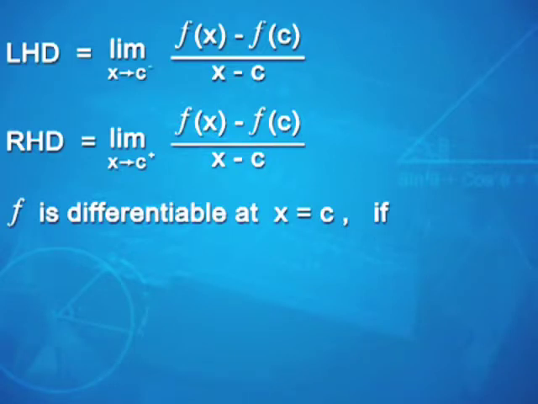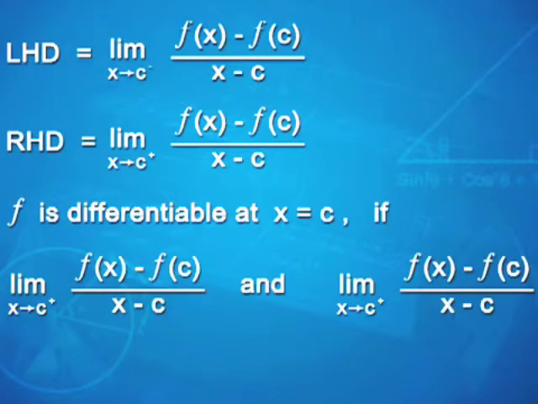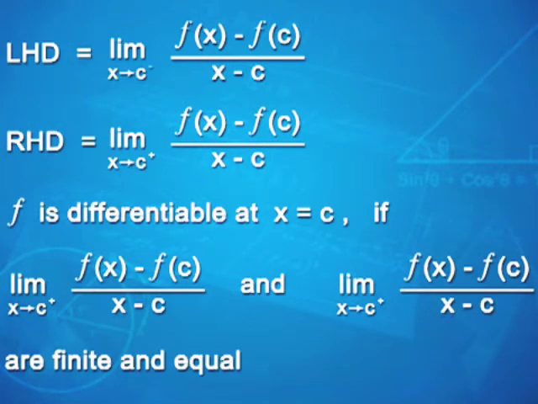And we say that a function is differentiable at x equal to c if these two limits, that is the left and the right hand derivative, are finite and equal. That is what the concept of differentiability of a function at a particular point requires. So, we will now take a few problems where we will examine these limits and discuss whether the function is differentiable at a particular point or not.